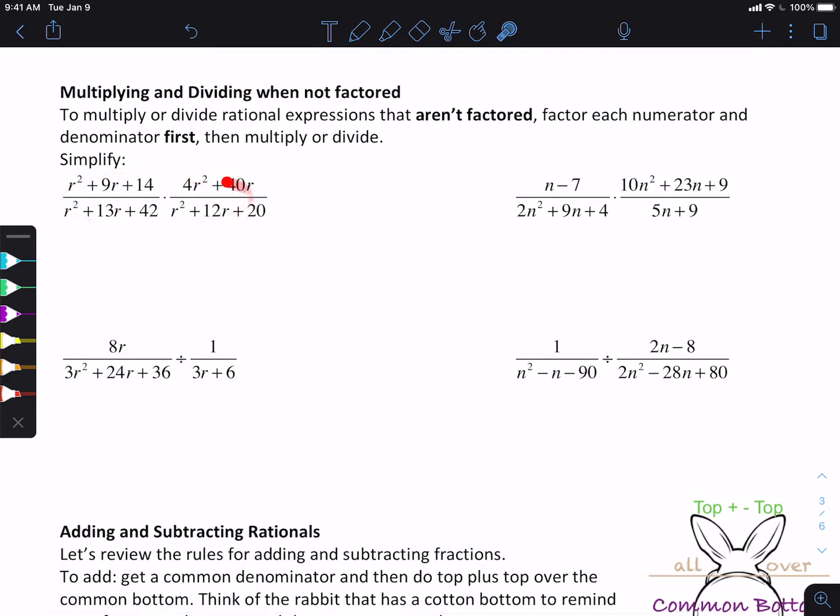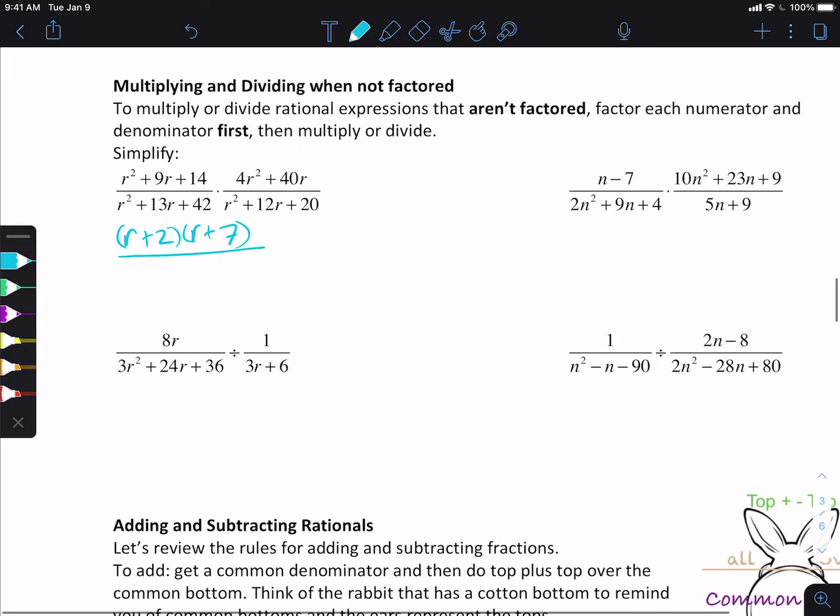So this first one is multiplying. So multiply by factoring, top and bottom. So we have to factor all of those. So we want something that multiplies to 14 and adds to 9. So we have r plus 2, r plus 7. We want something that multiplies to 42 but adds to 13. So 6 and 7 is 13, but that gets us to 42.